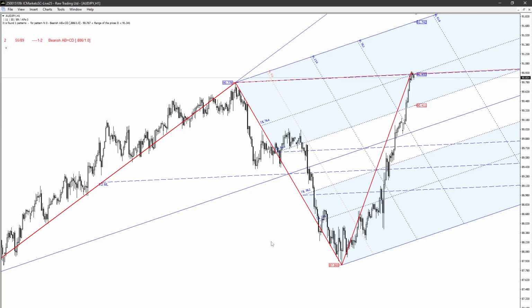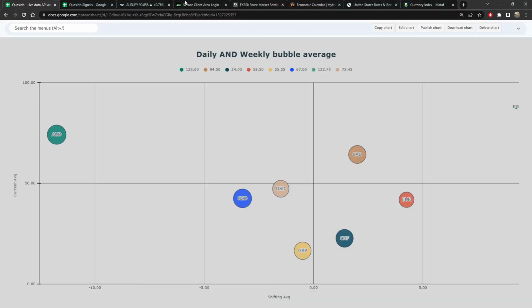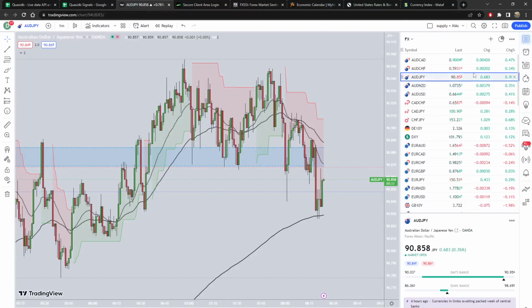And yes, it's fairly tricky. So probably look for a retracement, I think. And don't forget, we've already moved quite a lot as well. You know, that's the logic there.